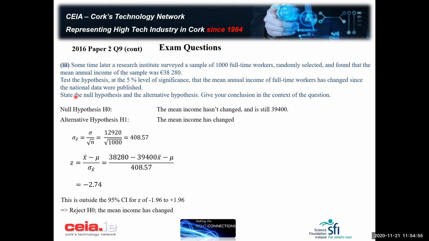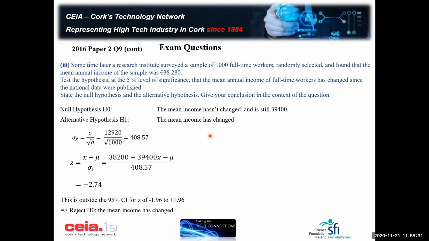Okay, so we need to state a null hypothesis and an alternative hypothesis. And the null hypothesis you would choose here is that, well, actually nothing has changed. The mean income still is 39,400, and that this new sample mean is consistent with that. The alternative hypothesis is that the mean income of the whole population has changed since the first survey was done, and that we need to change our population mean.